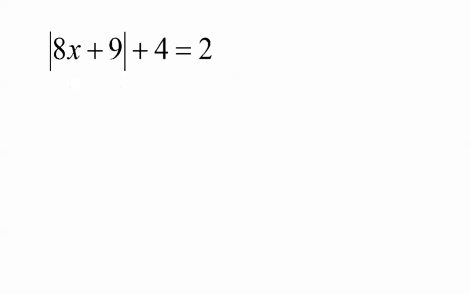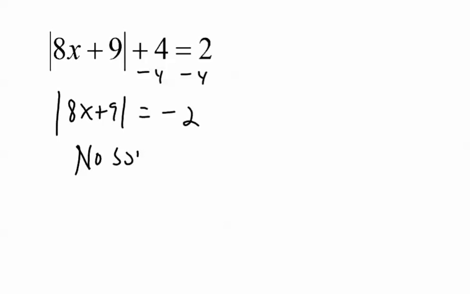Moving right along. Here's one. I'm going to subtract 4. Subtract 4, I get the absolute value of 8x plus 9 is equal to negative 2. Well, I can stop right away. That's no solution. You can't get a negative number when you deal with absolute values, okay? All right, let's look at some more advanced stuff where it gets a little crazy.